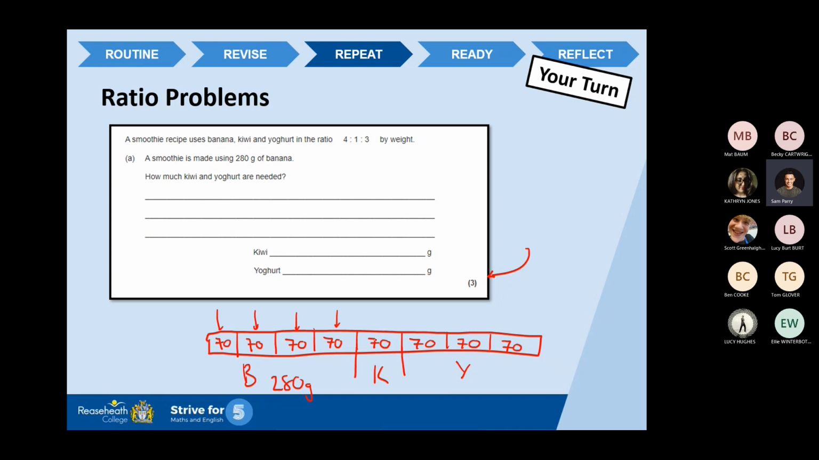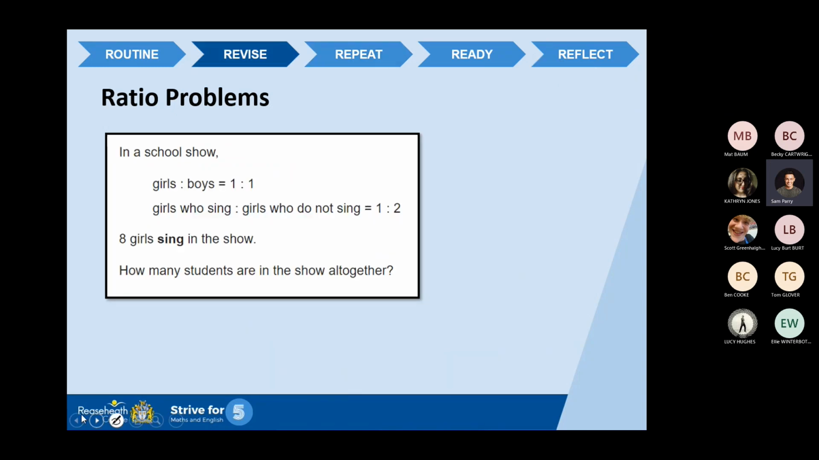Right, kiwi is worth what? Just 70 grams. Kiwi, 1, 2, 3. 3 lots of 70. Well, 3 lots of 7 is 21. Chuck the 0 on. 210. 3 marks. Probably get 1 mark for 70. Actually, I can't remember the mark scheme, but you definitely pick up a mark for doing 280 divided by 4. That would get you a mark, and then the 70 would get you a mark, and then the 210 would get you a mark. So just having a method that works really does help.